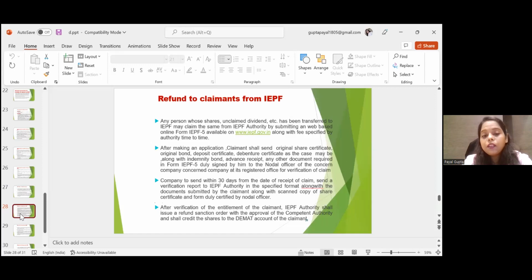The company then sends, within 30 days from the date of receipt of claim, a verification report to the IEPF authority, along with the documents submitted by the claimant and a scanned copy of the same, duly certified by the nodal officer. This is basically कि आप कैसे अपना शेयर्स फिर से ले सकते हो.